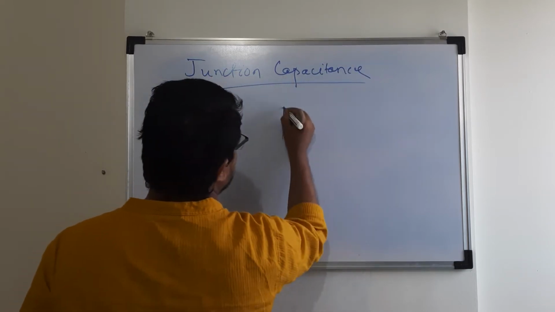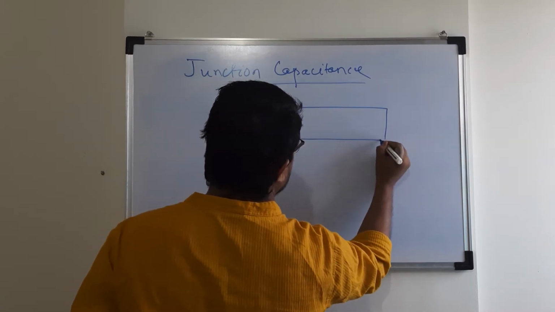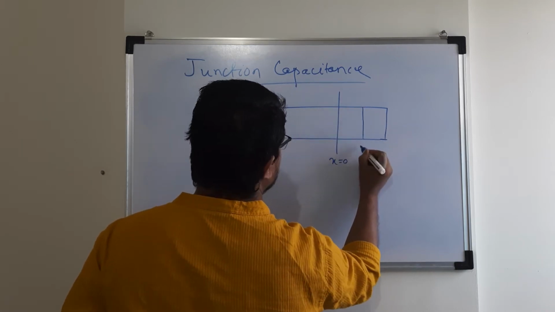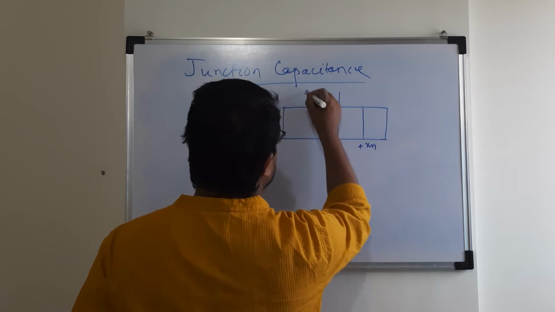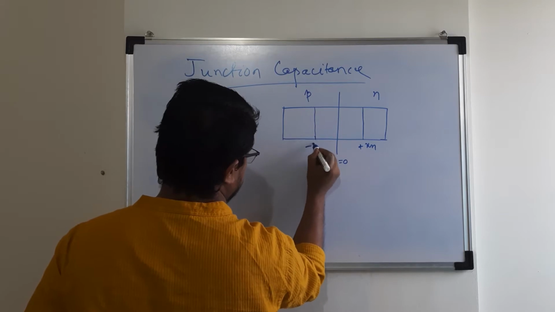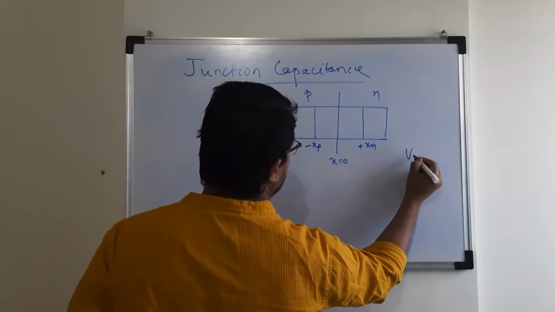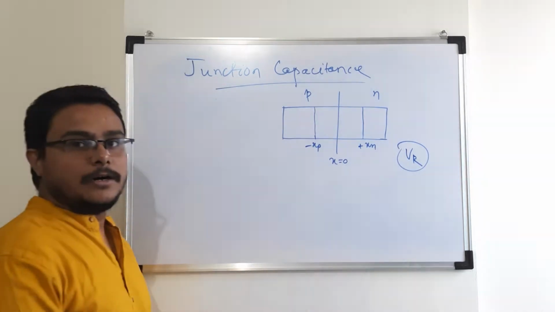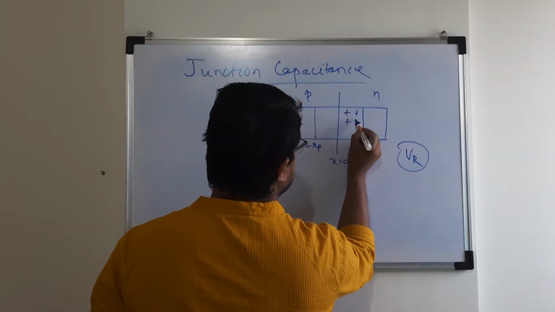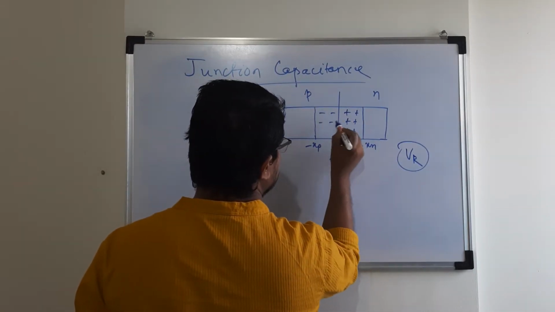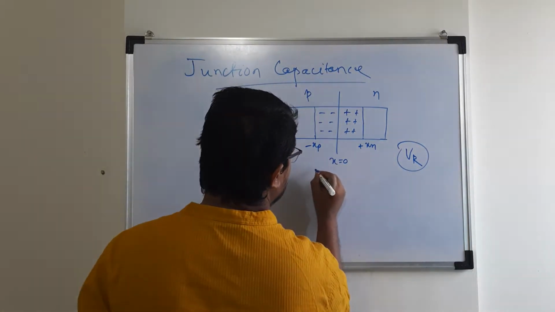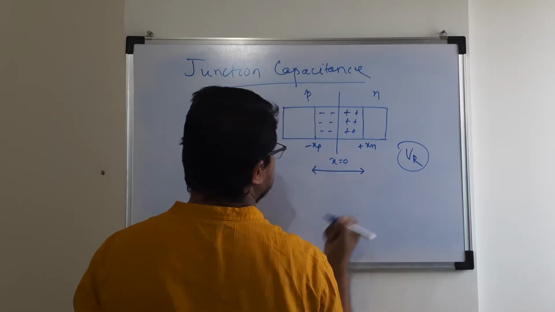Suppose I take a bulk PN junction like this. This is our metallurgical junction, x is equal to 0. For a reverse applied bias, the space charge region extends to xn on the N side, and to minus xp on the P side, when you apply a reverse bias potential of VR. The N region has a positive space charge region and the P side has a negative space charge region, and the space charge width is from this to this.